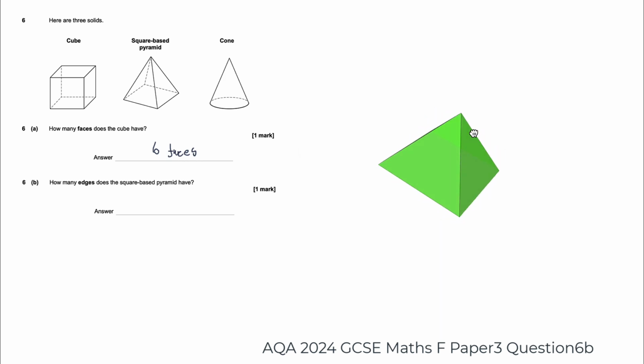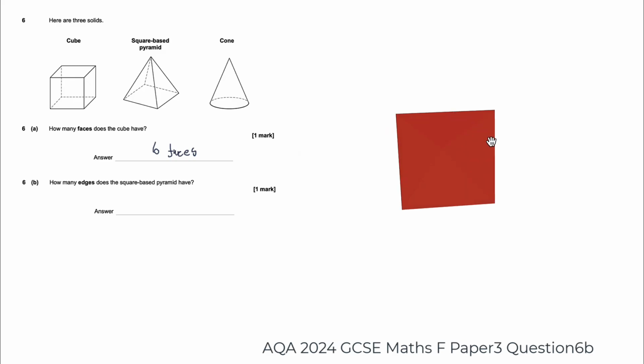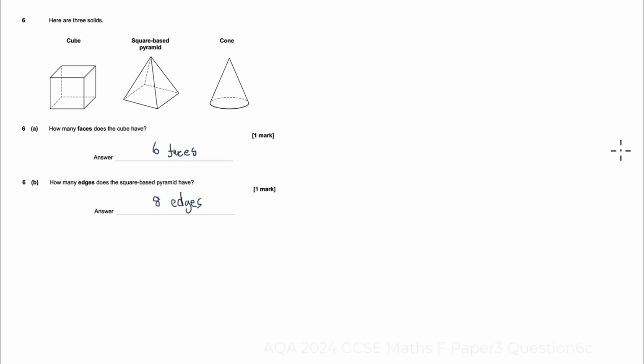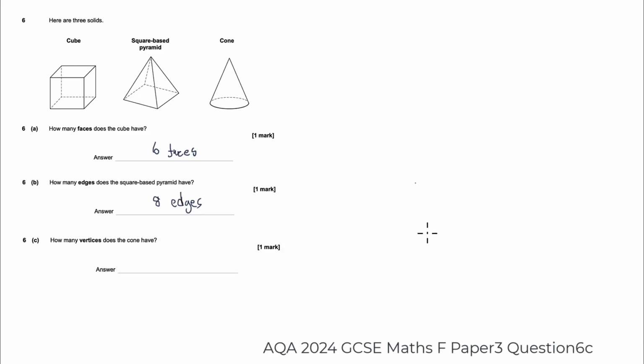Now let's look at it from below. There's the square, and there's another 1, 2, 3, 4 edges there. So that square pyramid has a total of 8 edges. So 8 edges.